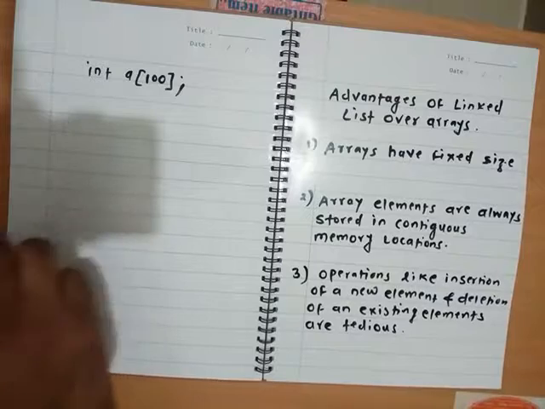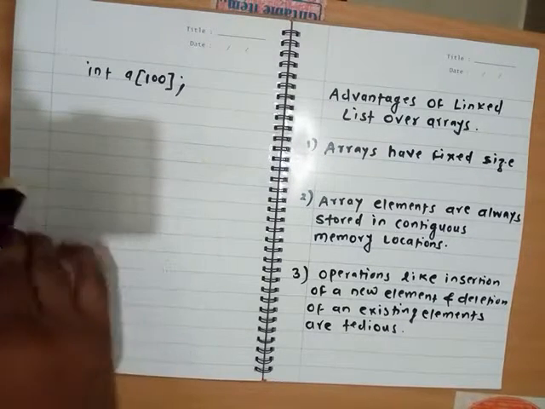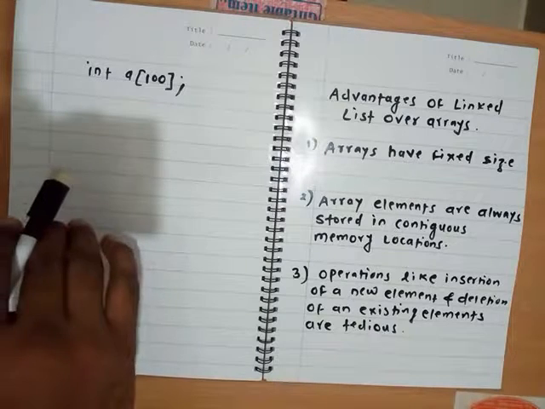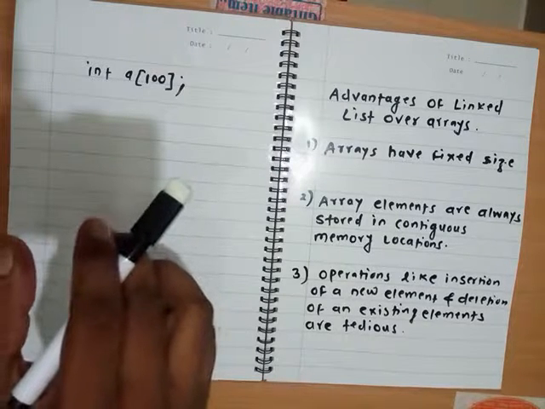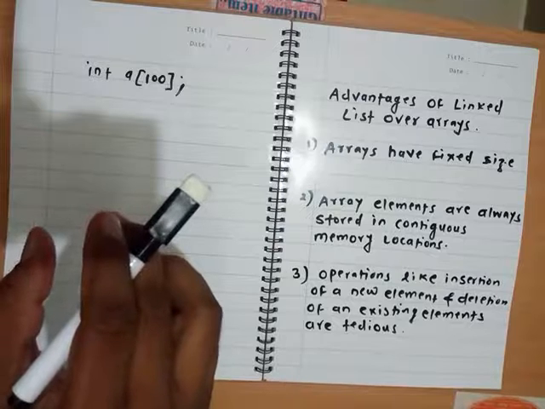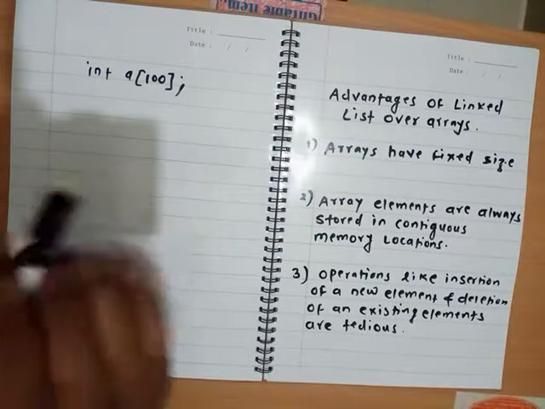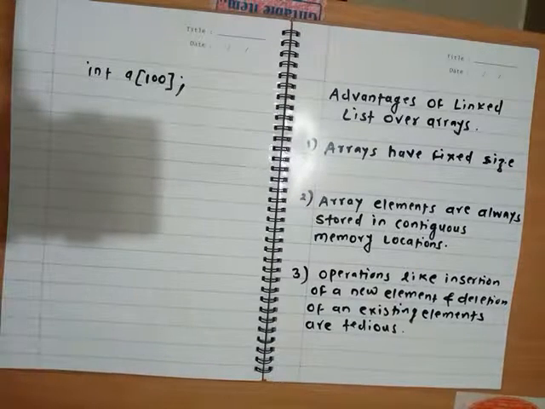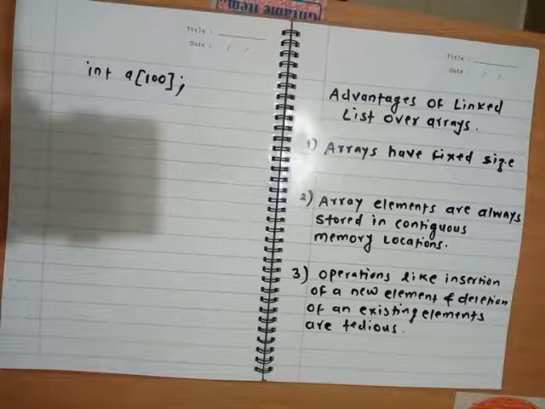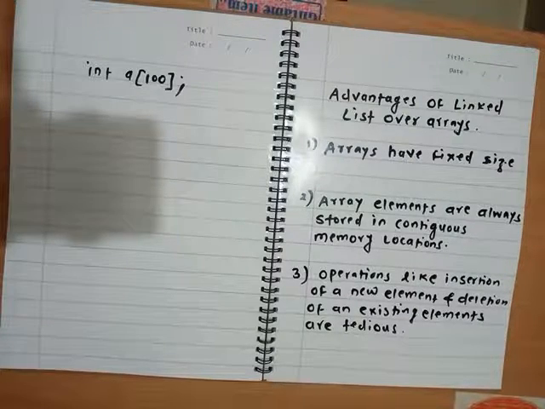But in case of a linked list, we can demand memory dynamically. We can have the exact memory required. For example, if I want to store 100 records in the linked list, I will demand that much memory only. So the memory wastage in case of a linked list is less, or we can have as much memory as we want in case of a linked list.